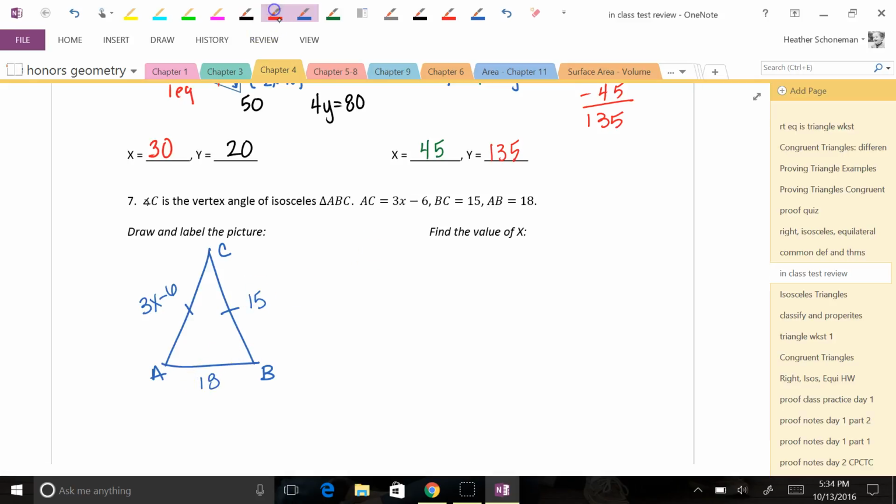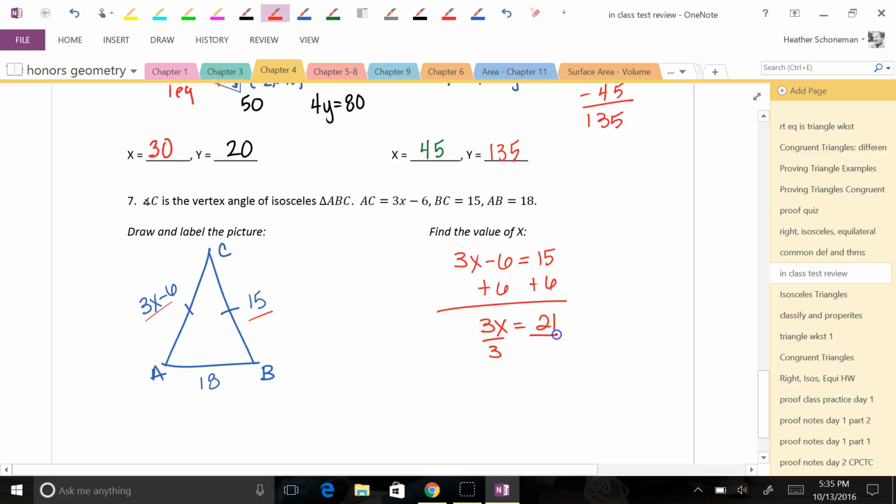So now that I've drawn the picture, it's very easy to see that these two sides are the ones that are equal. So to find x, I'm going to do 3x minus 6 equals 15. Now the reason I didn't set them all equal to 180, they're not angles. So I get 3x is 21, divide by 3, so I get x is 7.